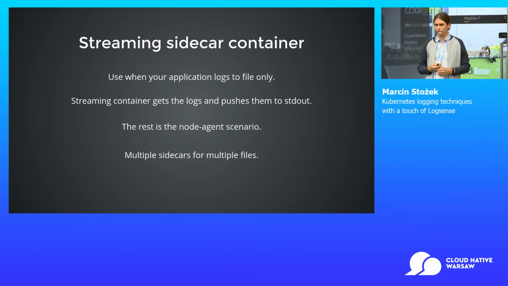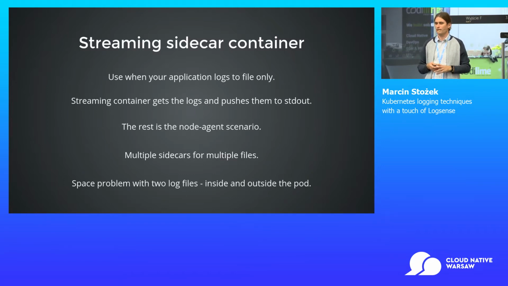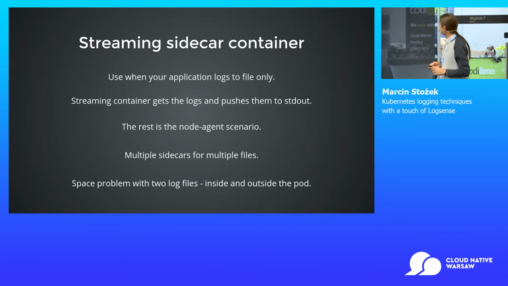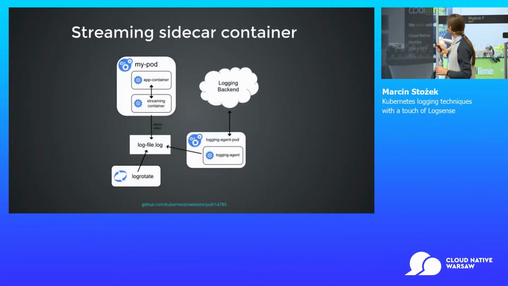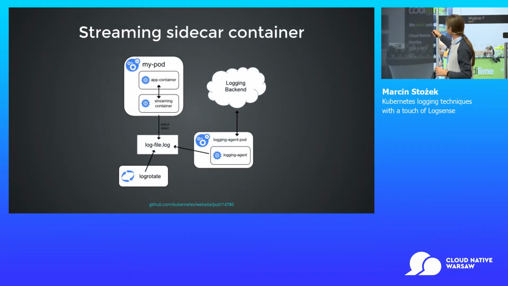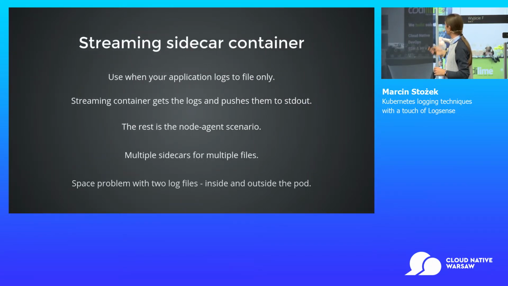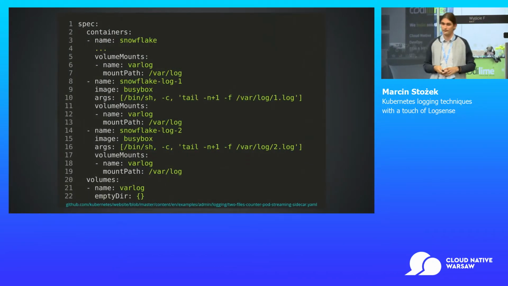So if we have multiple files, for example, I don't know, in Elasticsearch we want to use GC log and some other log, we can have just multiple sidecar containers in the pod, and we are good. And again, we have this space problem, because now we have here are the log and here are the log again. This one is rotated, this one is not rotated, we need to rotate it by ourselves, and this log is taking twice the space, right?